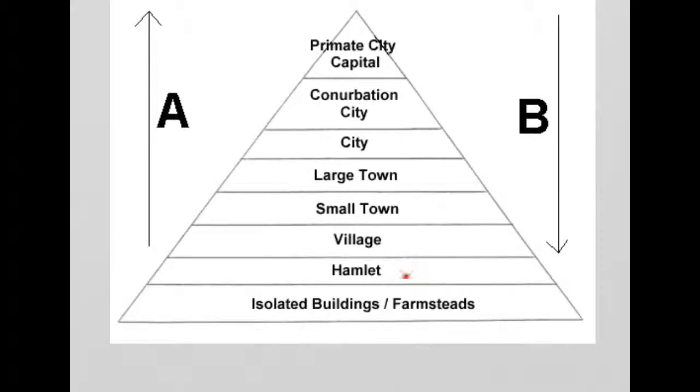So a hamlet will have a bigger population than an isolated farmstead. A village will have a higher population than a hamlet, a small town than a village, a large town than a small town, and so on as we move up to the cities. Conurbation cities are cities which have grown together, so they grew up side by side, but then they grow and merge as one. It's quite possible that Belfast and Lisburn will eventually become a conurbation city.